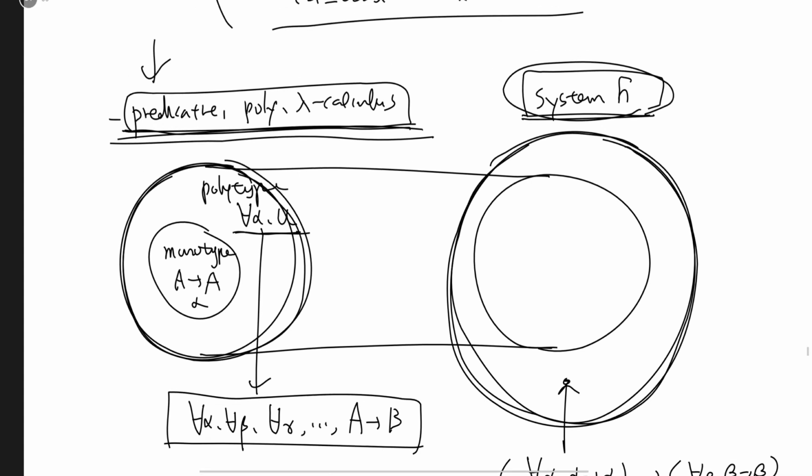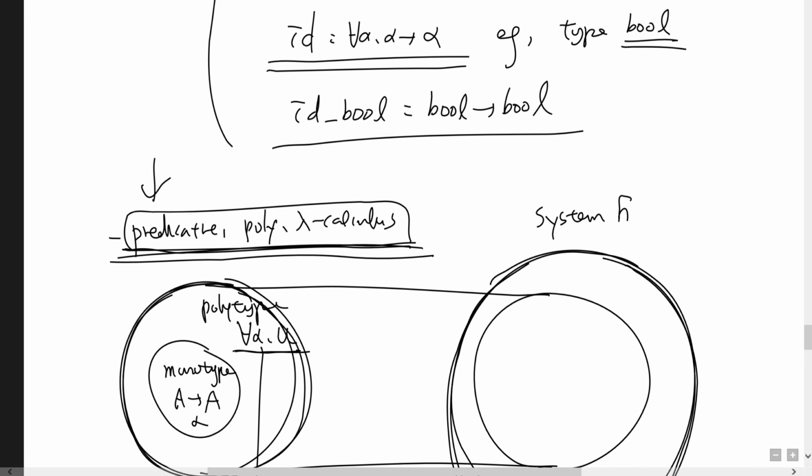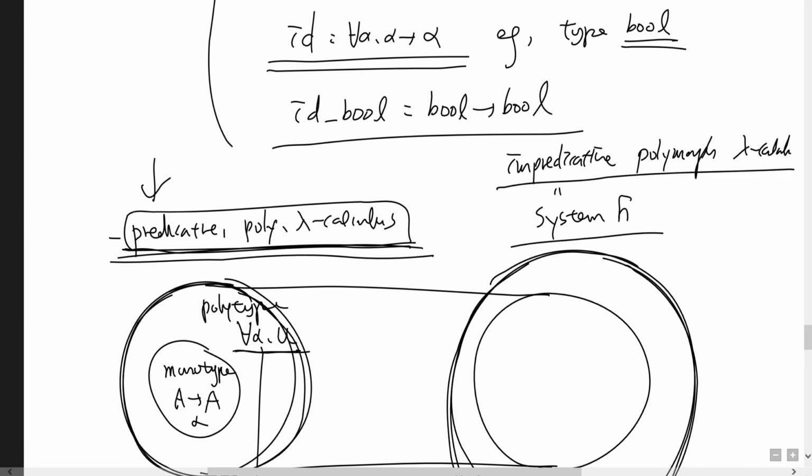As a side note, an alternative name for system F is impredicative polymorphic lambda calculus. And the reason that we have two different names for essentially the same language is this language was discovered independently by two different people almost simultaneously. So that's the reason that we have two names for the same language.